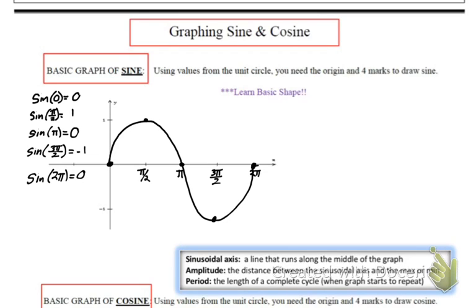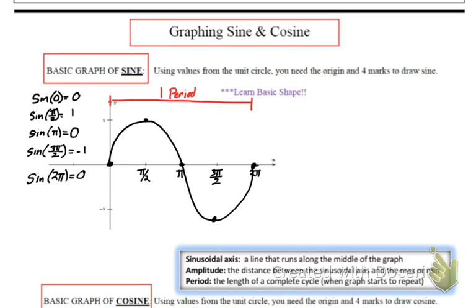And this section that has a start point and an end point before it starts repeating is called a period. Period is the length of a complete cycle when the graph starts to repeat. So from here all the way to here, that's one period. If I ask you to graph 2 periods, you'd have to do the same thing again. If I ask you to graph 3, you have to do the same thing again. Each one of those segments is a period.